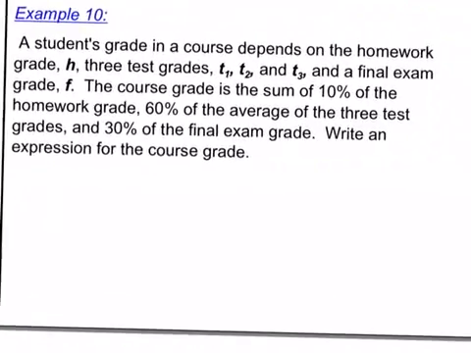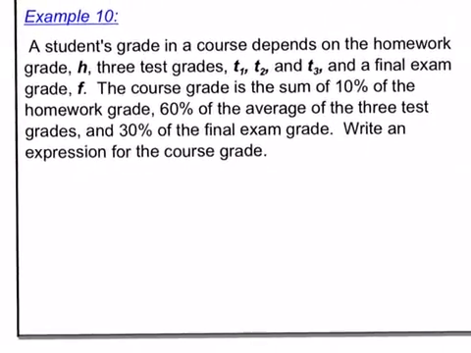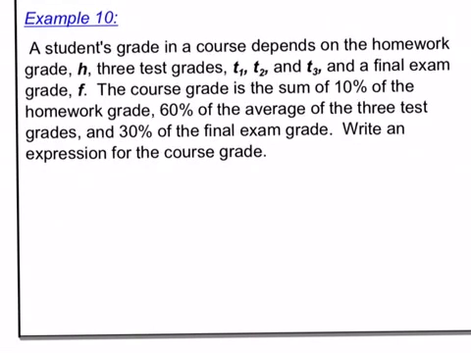A student's grade in a course depends on the homework grade, which they're going to call H, 3 test grades, T1, T2, and T3, and a final exam grade of F. That's not the grade they got, we're just calling it F for final exam. The course grade is the sum of 10% of the homework grade, 60% of the average of the 3 test grades, and then 30% of the final exam grade. Write an expression for the course grade. So go ahead, and after I write course grade, go ahead and pause your video so that you can calculate it on your own, then check with the work that I get.